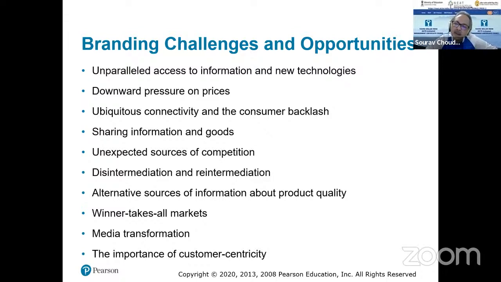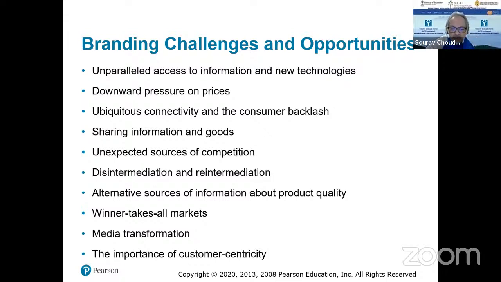And winner takes all market. Today brands can be so big that they can go across the world and win over any competition. Google and Apple are great examples. They have won the whole world, they have won the whole markets. Competitors show minimum against them.